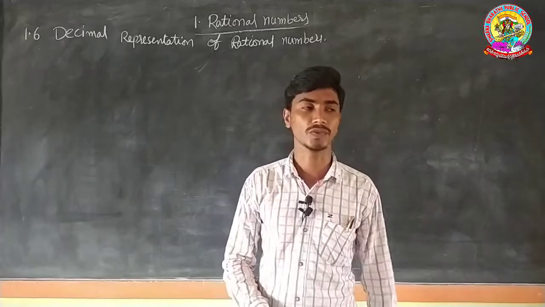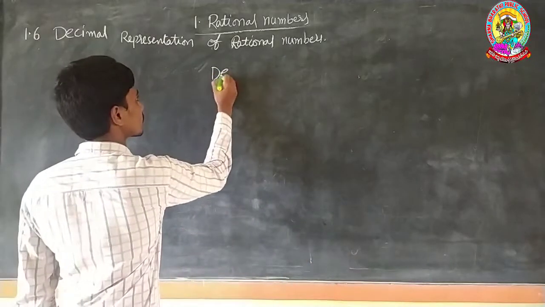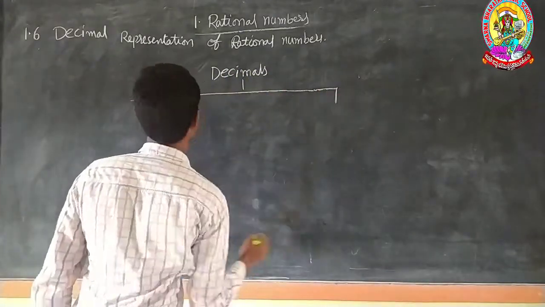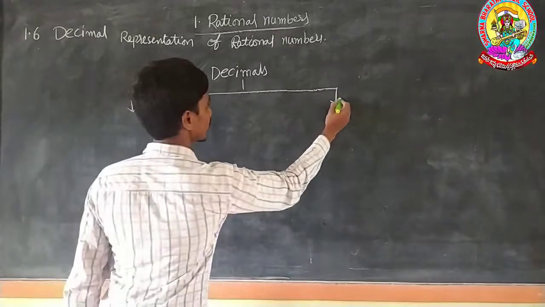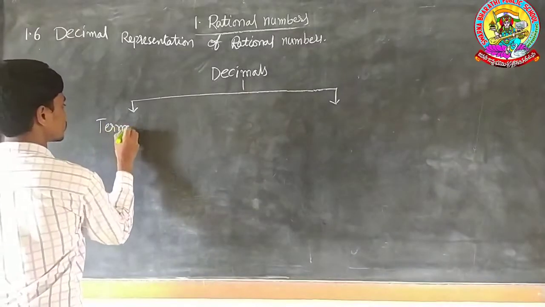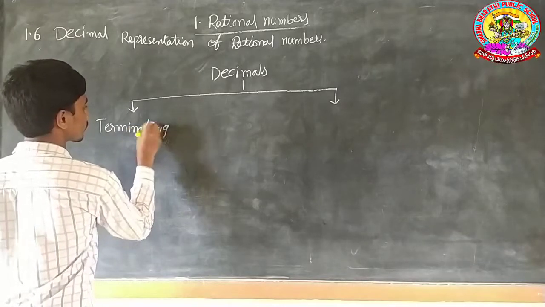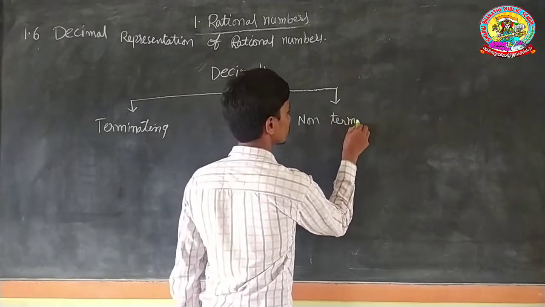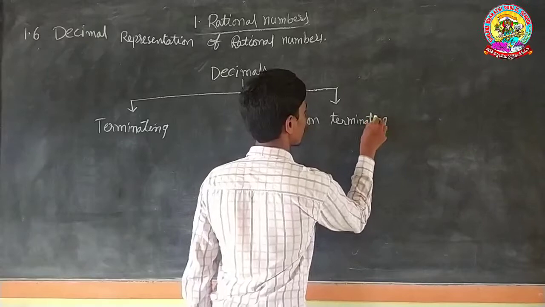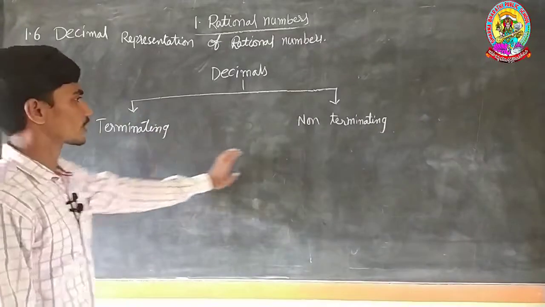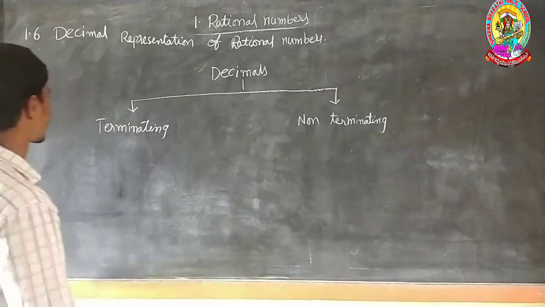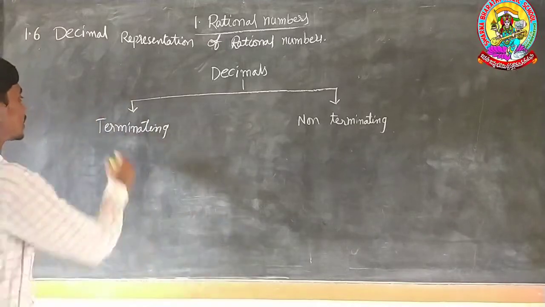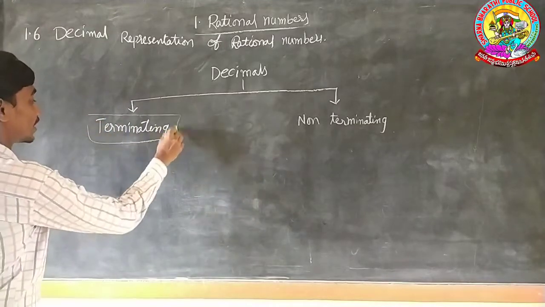Try to understand carefully. So decimals, actually decimals are two types. Those are terminating ones and non-terminating ones. What are terminating decimals and what are non-terminating decimals? After actual division, if the answer ends, those type of decimals are called terminating decimals. Terminating means ended.